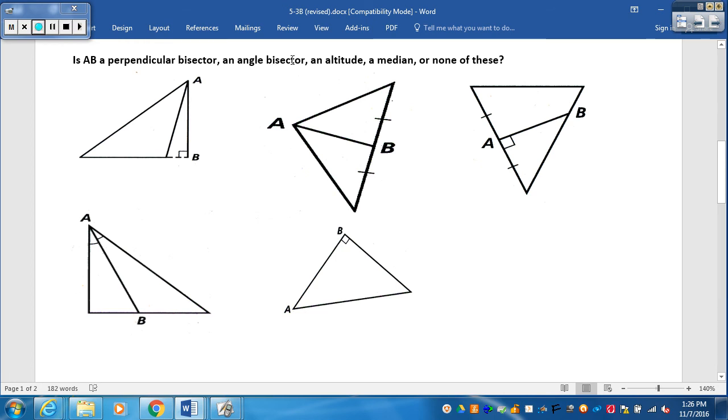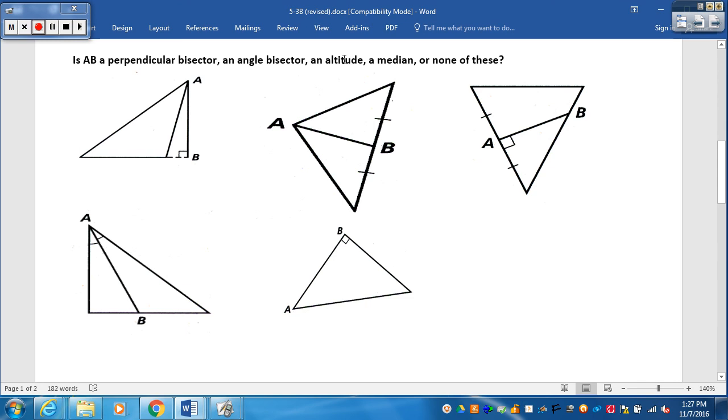The angle bisector cuts an angle in half. This one doesn't cut any angle in half. This one might cut an angle in half, but we can't tell for sure. We don't know for sure. This one definitely doesn't cut an angle in half. This one does. So this one's going to be your angle bisector. And this one definitely does not cut an angle in half.